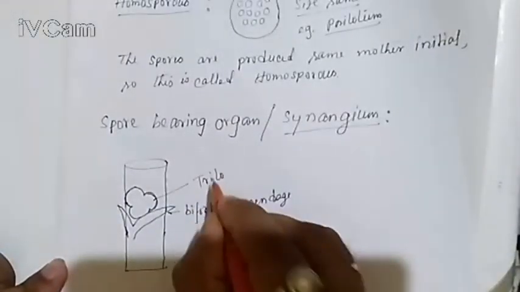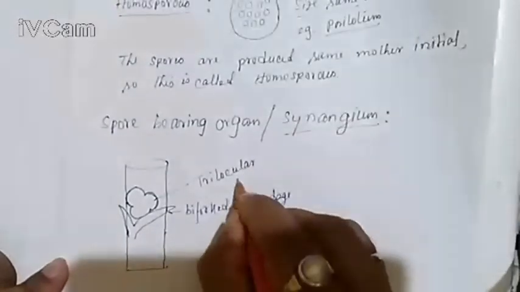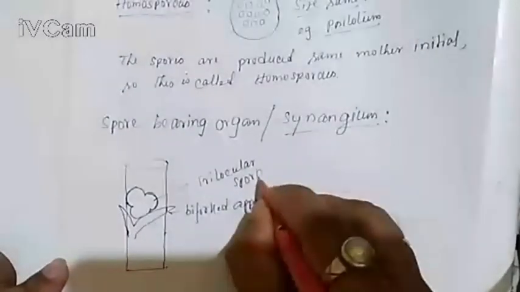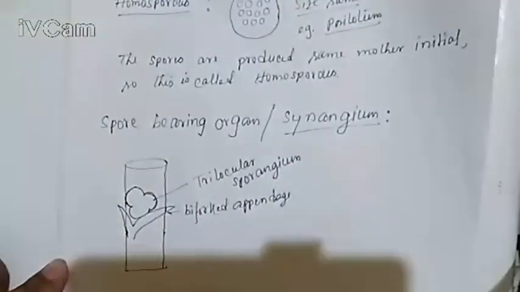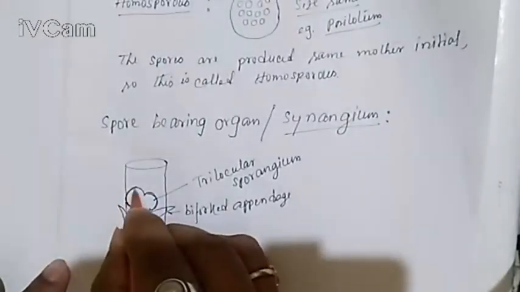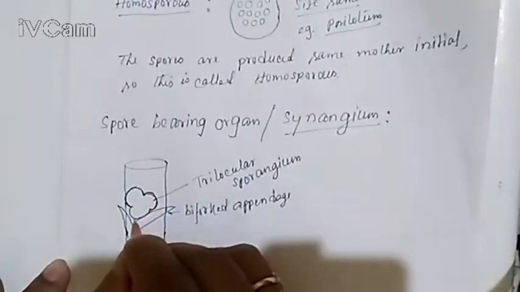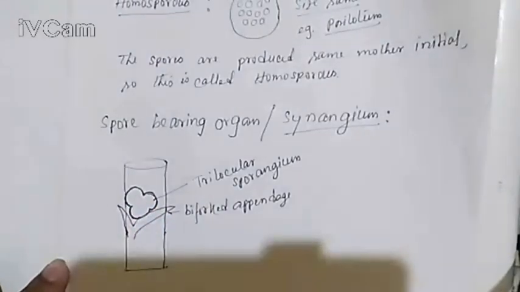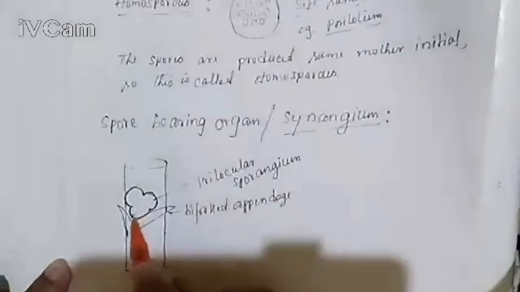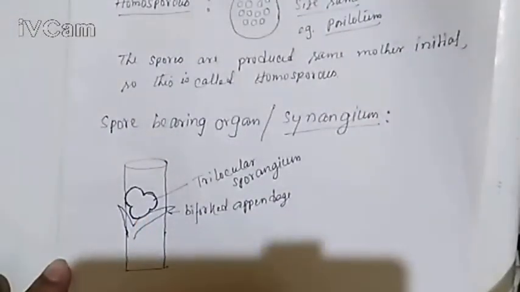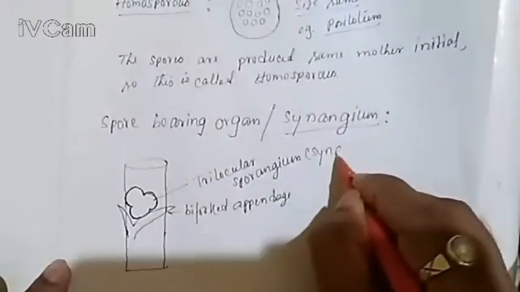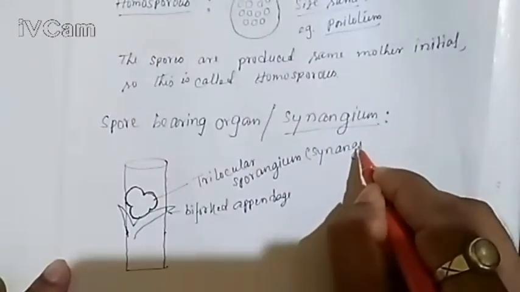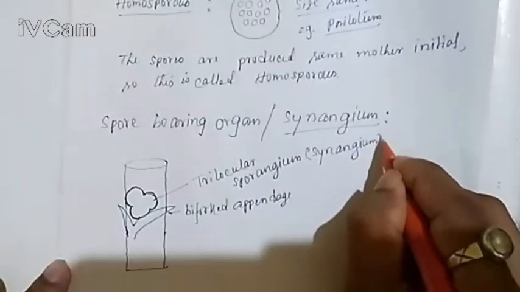Trilocular sporangium. This sporangium is actually a fusion of three separate sporangia. So this is the spore bearing organ of psilotum, actually called synangium. This is known as synangium. Okay.